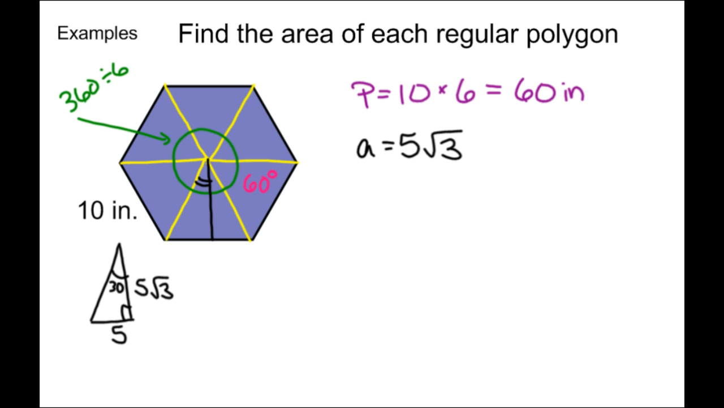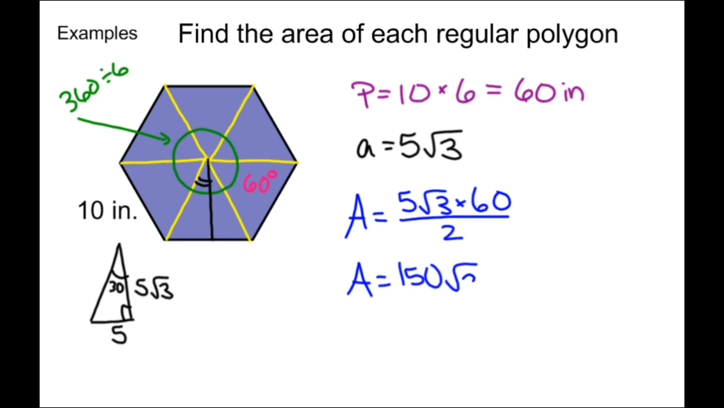So now to find our actual area, we're going to take our apothem, 5 square roots of 3, times our perimeter, which is 60, and divide by 2. Now to get our exact answer, our area equals 150 square roots of 3. So if I want an exact answer, that's what you would put. For the approximate answer, we'll just plug it into our calculator.